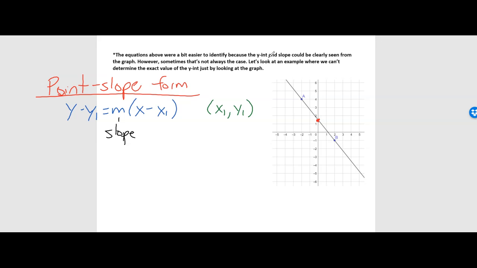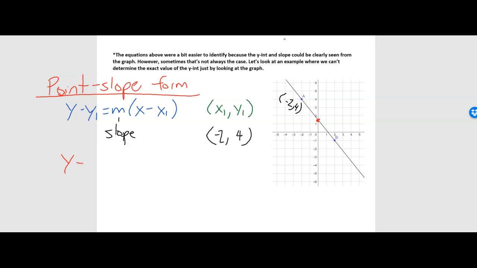So let's start by picking a point, and it can be any point, right? It does not have to be a specific point. So why don't we just start up here with A, which is at -2, 4. So my x1 is -2, my y1 is +4. Let's put those into our equation.